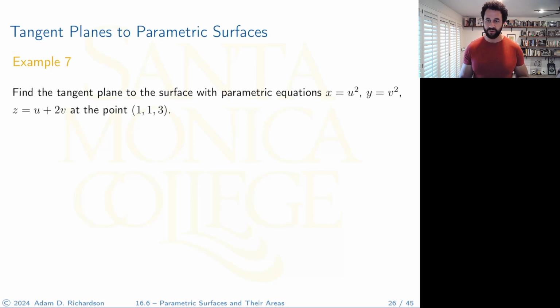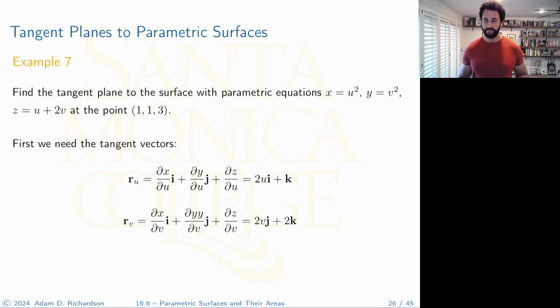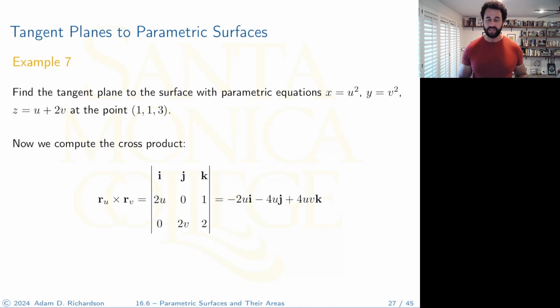All right, here we go. Well, we've already got our point, so we're good there. Now we just need to compute the partial derivatives with respect to u and v. Partial derivatives are pretty straightforward. This is what we're going to get for r sub u. This is what we're going to get for r sub v. Then we're going to take their cross product. You can use that determinant notation there. And when you go through that whole process, you get this as the cross product.